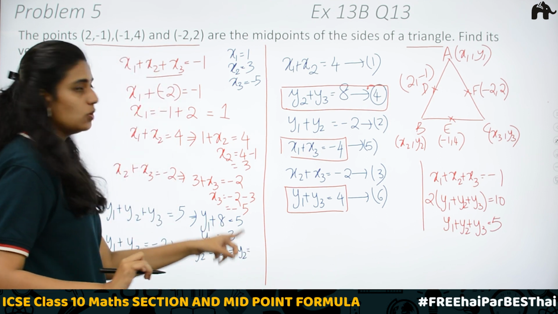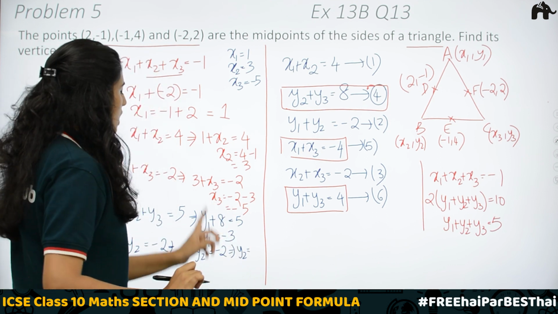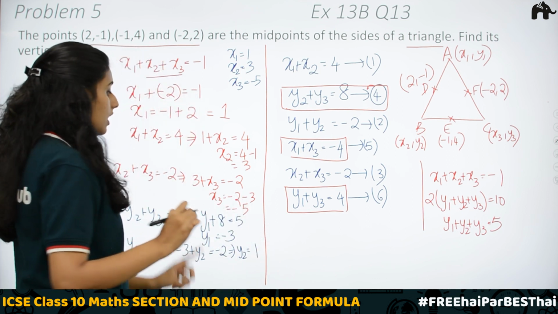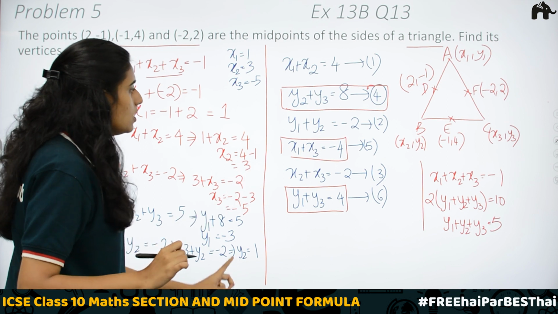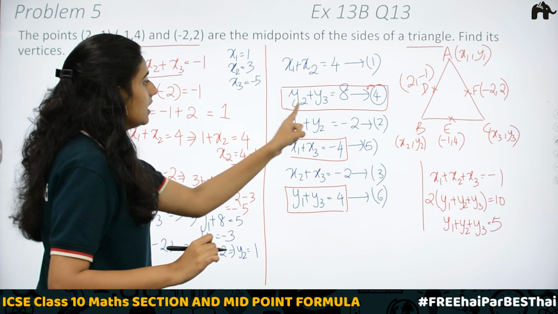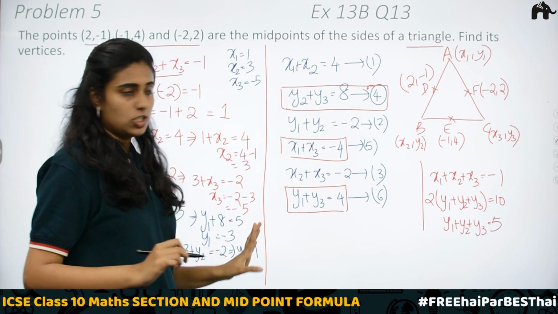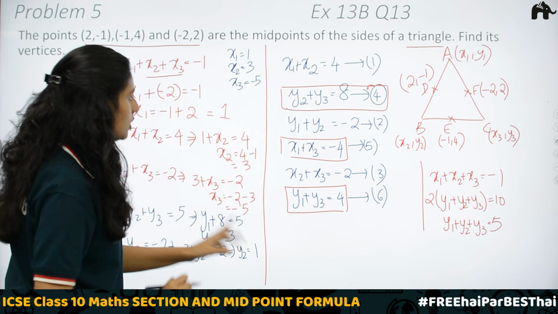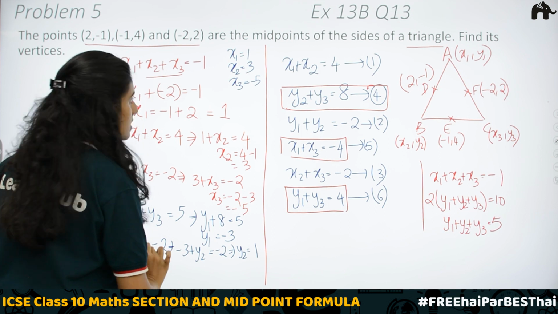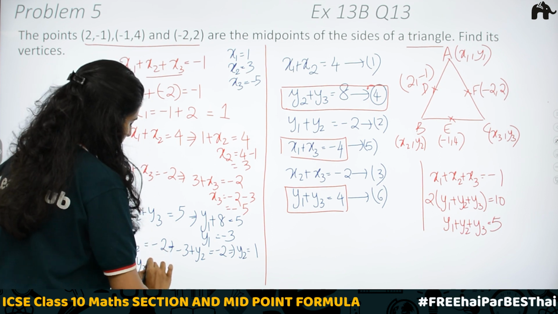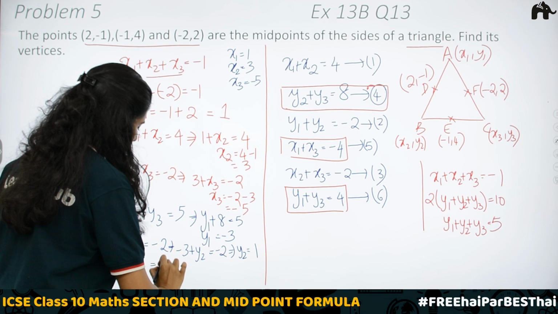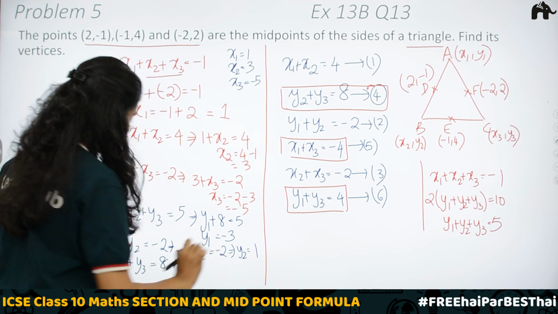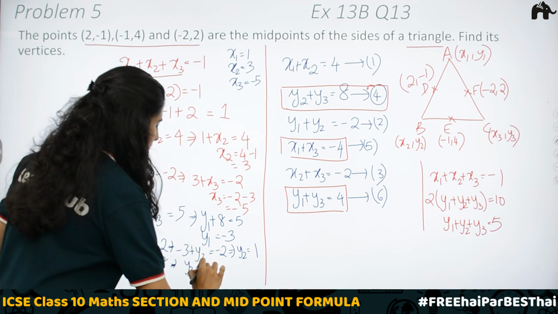Taking this minus 3 to the opposite side becomes plus 3. Minus 2 plus 3 is 1. Now we got y2. Substitute this y2 in the fourth equation. We get the value of y3. That is, y2 is equal to 1. 1 plus y3 is equal to 8, which implies y3 is equal to 8 minus 1, that is 7.